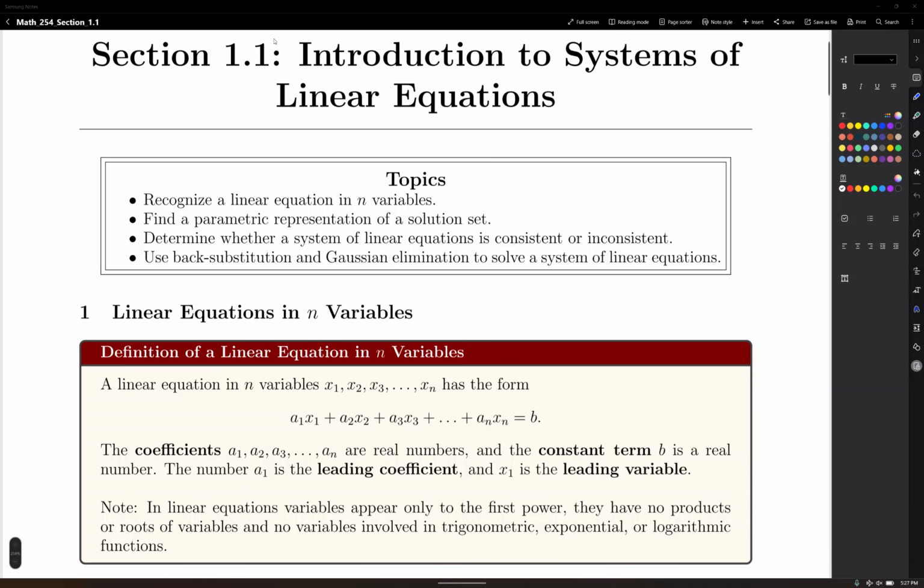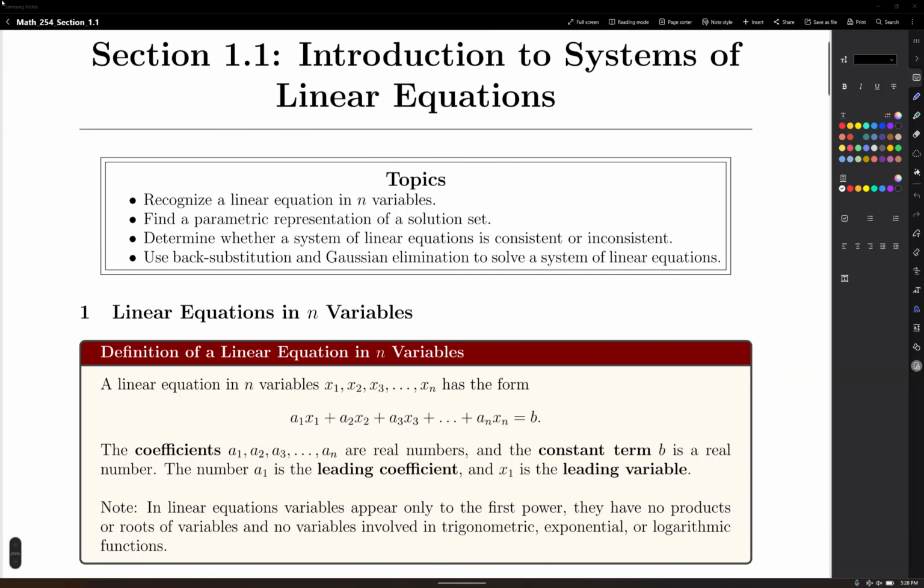A linear equation in n variables. Even though you learned a linear equation like y equals mx plus b, that's a linear equation in two variables. But there are more variables that we can use, like a linear equation in three variables, which is the equation of a plane. Those of you who have taken Calc 3 or are going to take it right after this class, we're going to look at that. It turns out that we can add as many variables as we want.